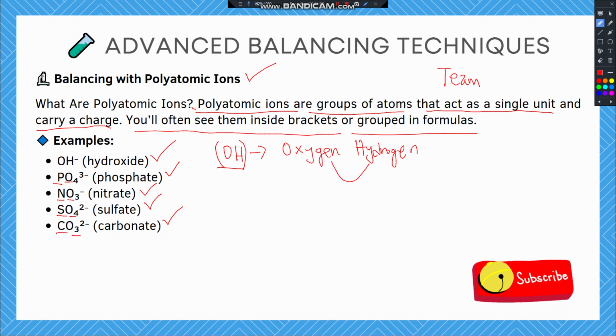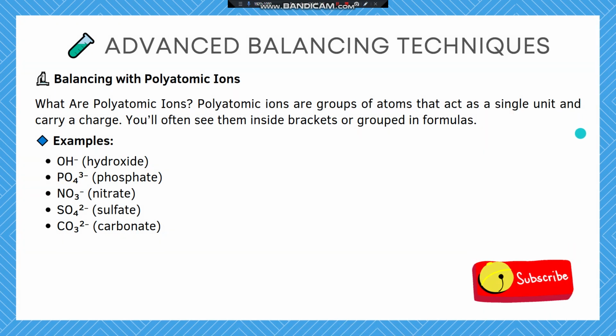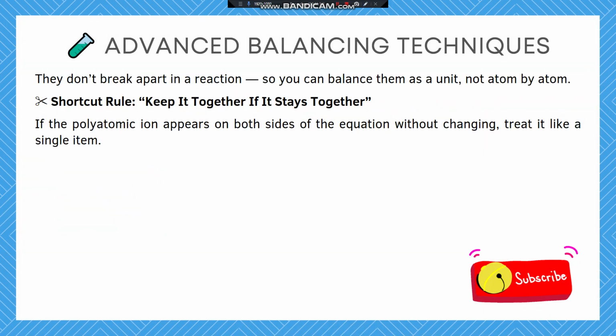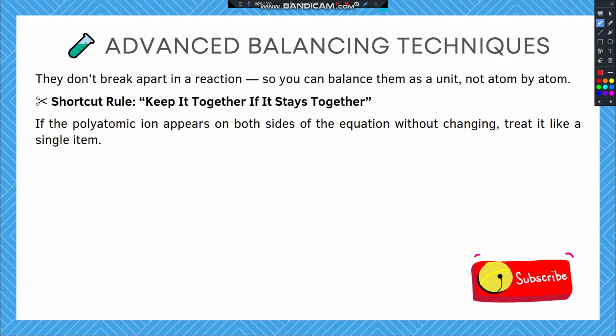Oftentimes you see polyatomic ions contained in a pair of parentheses, also called a bracket, and they carry a charge. Whenever you have polyatomic ions in your chemical equation and you want to balance them, it is important to know first of all that they do not break apart in a reaction. So you can balance them as a unit, not atom by atom. Here is what we mean.